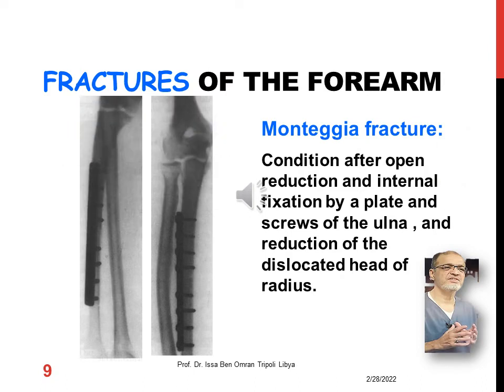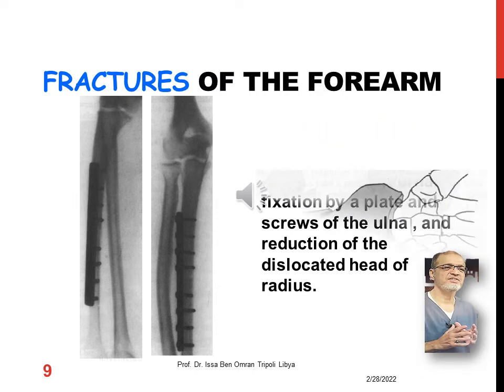Another case of Monteggia fracture, condition after an open reduction and internal fixation by a plate and screws of the ulna, and by reduction of the dislocated head of the radius. So it is an internal fixation and open reduction.